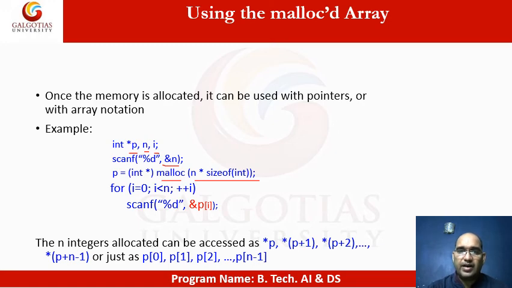So the first value will be stored at p[0], then the next at p[1], p[2], p[3], and so on. This is one way that we can access the array locations, that is p[1], p[2], p[3], like that. Or the n integers allocated can be accessed as *p. So *p will return the value which is stored at p[0]. *(p+1) will return the value stored at p[1]. *(p+2) will return the value stored at p[2]. So this is how we can use either the array type or the pointer type.